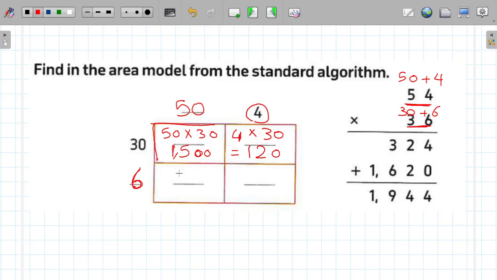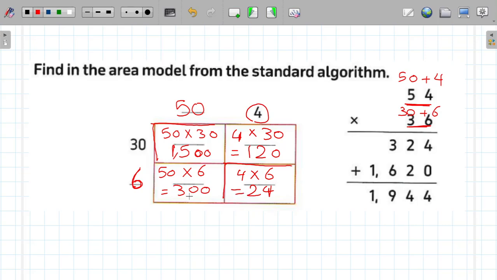The next one I have 50 times 6. So the third one I have 50 times 6. So I have just 1 zero, and 6 times 5 equals 30. So the result will be 300. Next I have 4 times 6, and 4 times 6 equals 24.